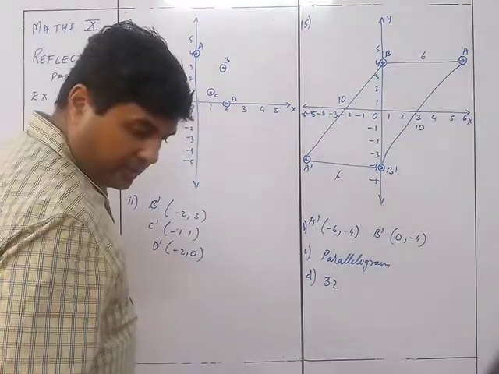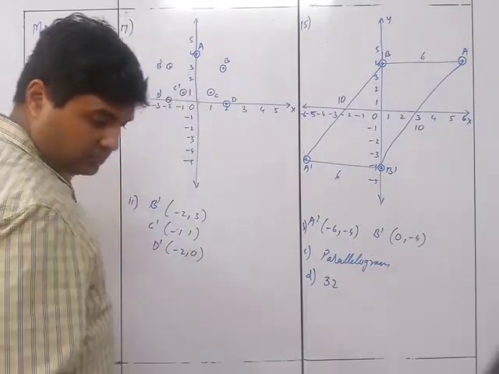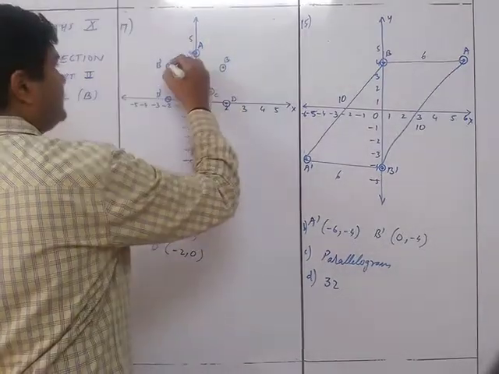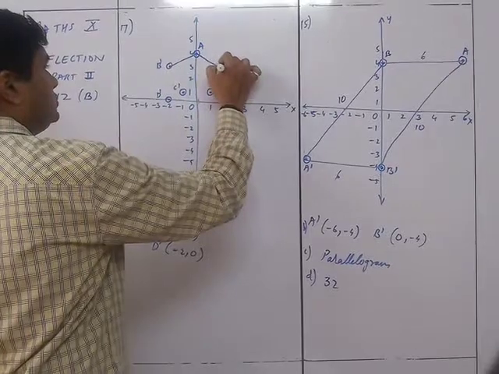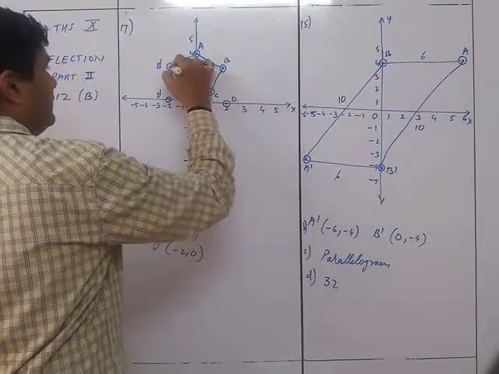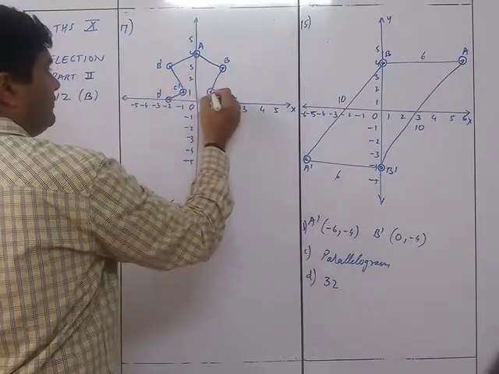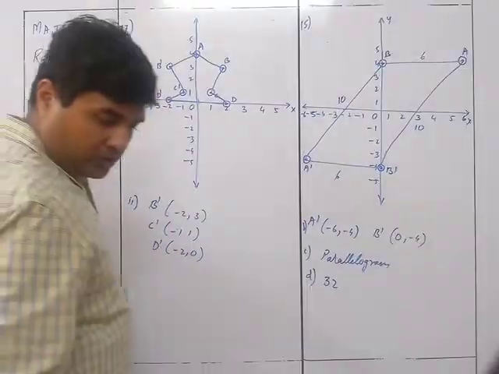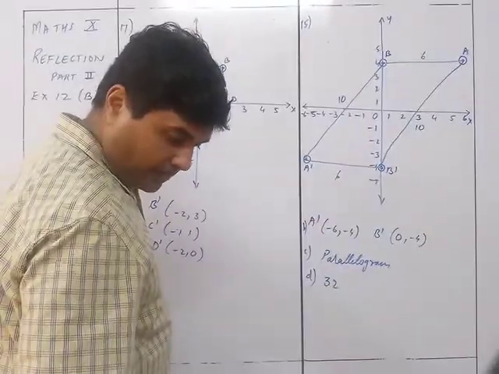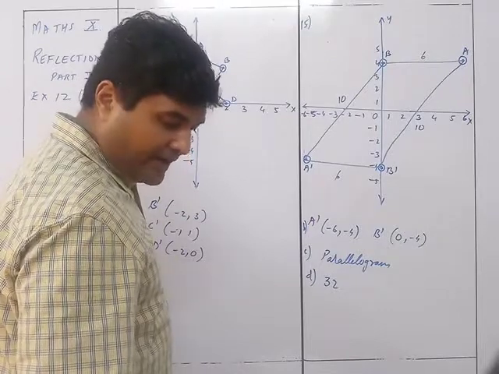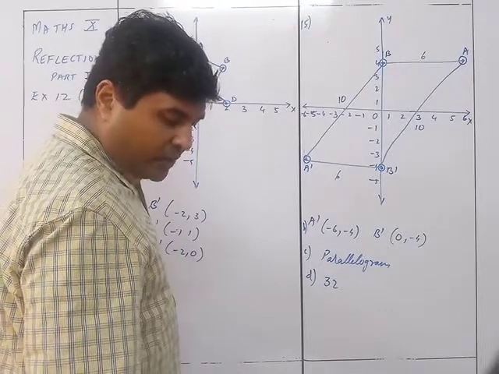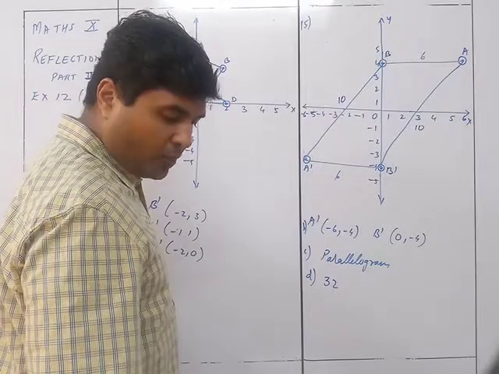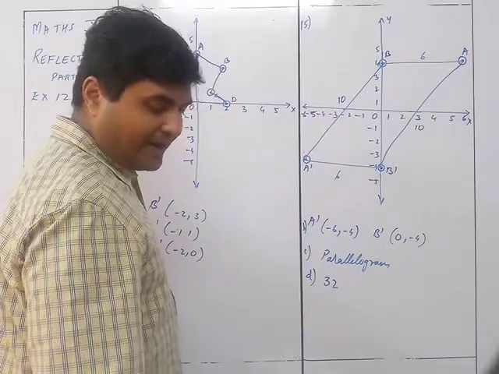Join the points to form a closed figure. So it will be like this: 1, 2, 3, 4, 5, 6. Form the closed figure. Now write down the equation of the line about which, if this closed figure obtained is folded, the two parts exactly coincide.